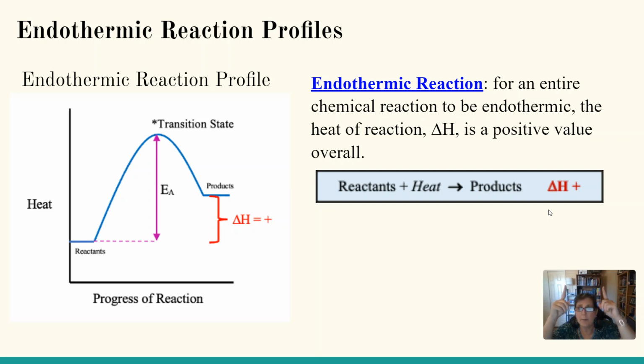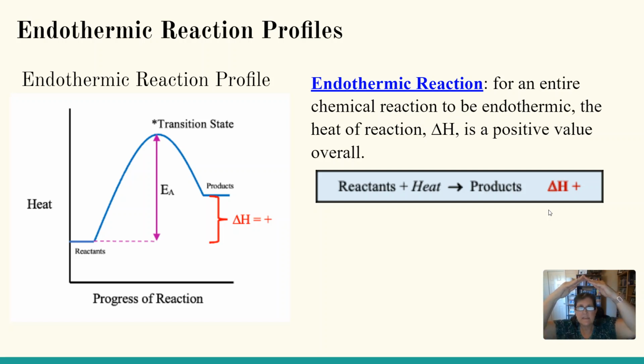Look at the reaction above. We have reactants plus heat make products. So reactants plus heat. Heat is a reactant, so this is endothermic. The delta H value is positive because the heat energy went up. So it's a positive value. Delta H is positive. Again, reactants go up to products.